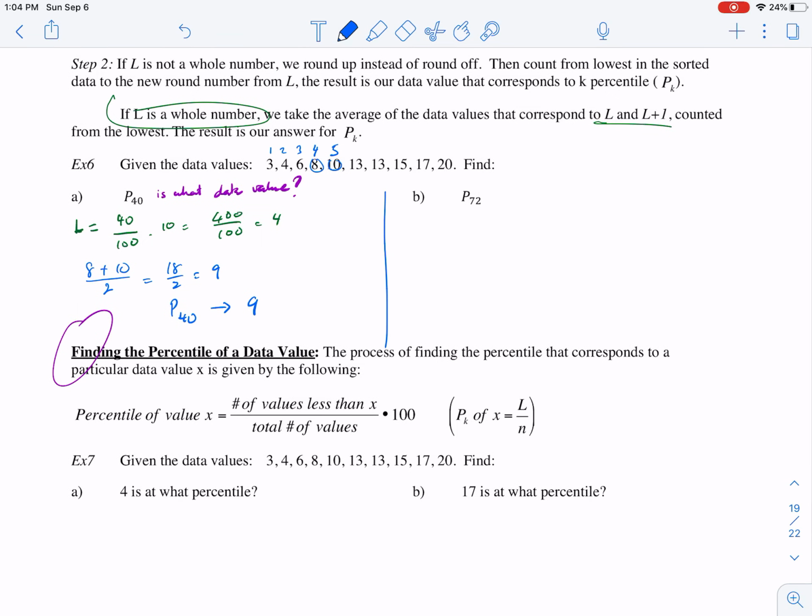All right, now the locator is 72 over 100 times 10. So what have we got? We got 720.